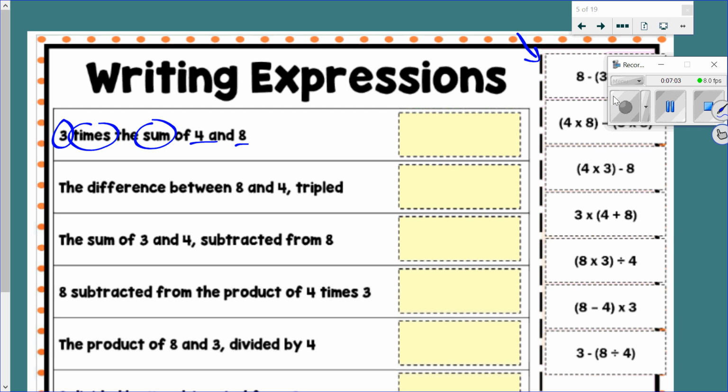Okay, on the first one, 3 times the sum of 4 and 8. So we're breaking it down as it goes. Again, we normally go left to right. So I know 3 times the sum of 4 and 8 means those need to be added together, meaning they need to be in parentheses. That's a really big one, because the way we mathematically do something first is we put it in parentheses. So if I have a sum of 4 and 8, those have to be added before I multiply it by 3. Okay? The difference between 8 and 4, comma, triple.